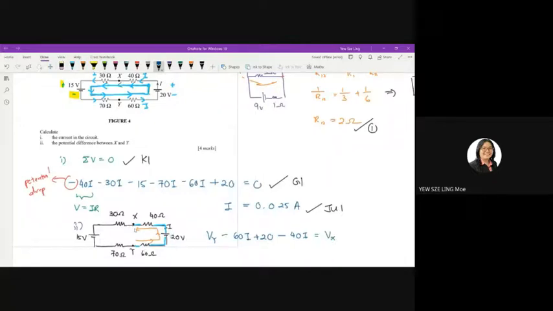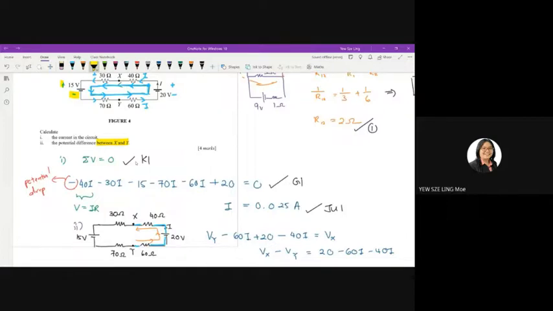So based on the path that I draw right here, my Vx is the final position, Vy is the initial position. So the difference between x and y, Vx minus Vy, is equal to 20 minus 60I minus 40I. Basically, I'm just rearranging the equation because you want to find the difference. And it is up to you, because this question says between x and y, where you want to take the initial point and which one is the final position. Right now, in this solution, I'm taking x as the final position and y as the initial position.